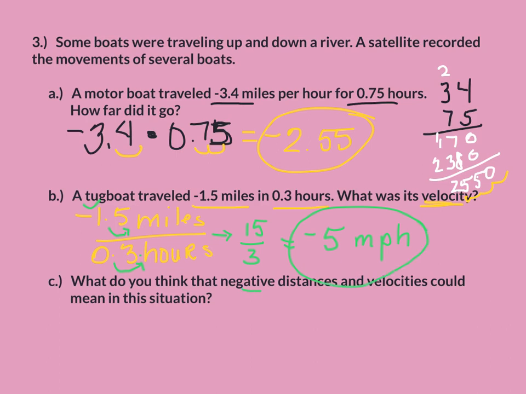What do you think the negative distances and velocities could mean in this situation? Well, negative, we typically think about that as going down. So negative would probably mean going down the river as opposed to going up the river.